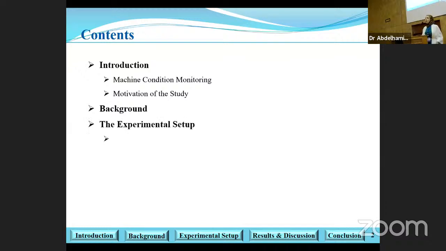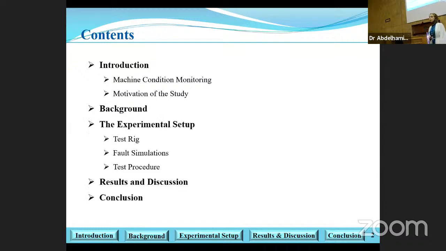Firstly, I will talk about the introduction to the paper, including machine condition monitoring and motivation of the study. Second, background. Third, experimental setup. Then the results and discussion, and finally conclusion.